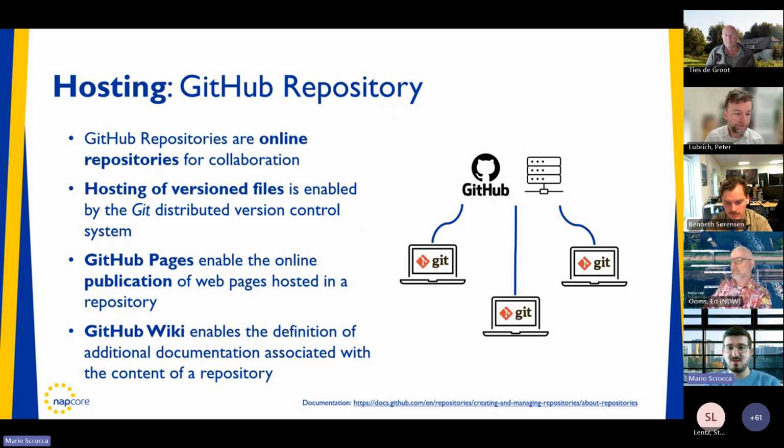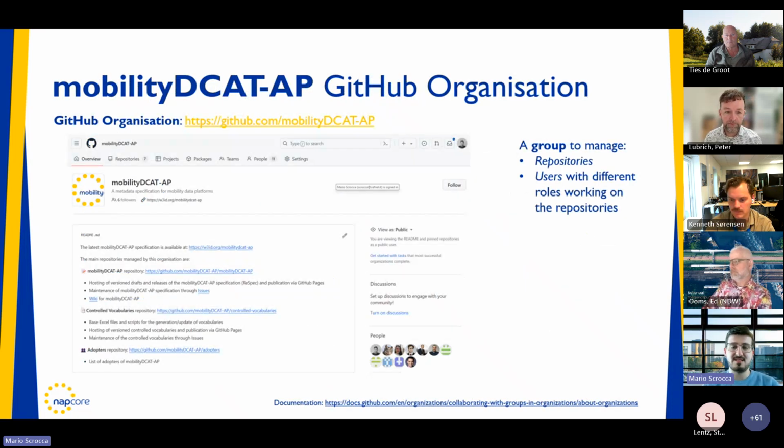But without further ado, let's check what we have for mobilityDCAT-AP. First thing, we define a GitHub organization. So an organization on GitHub, and you can find the link mentioned here. That is basically a group that allows you to manage repositories, so content, but also users. So we can assign different roles to different users for each repository that is associated with the specification.